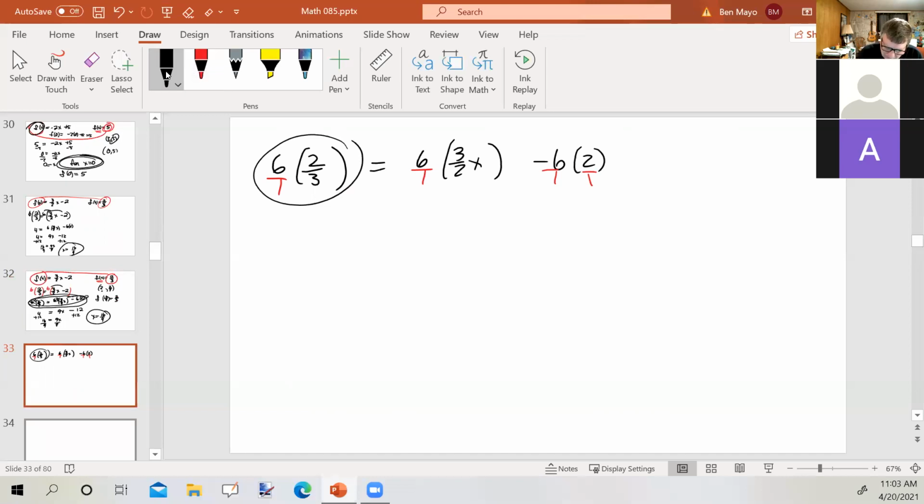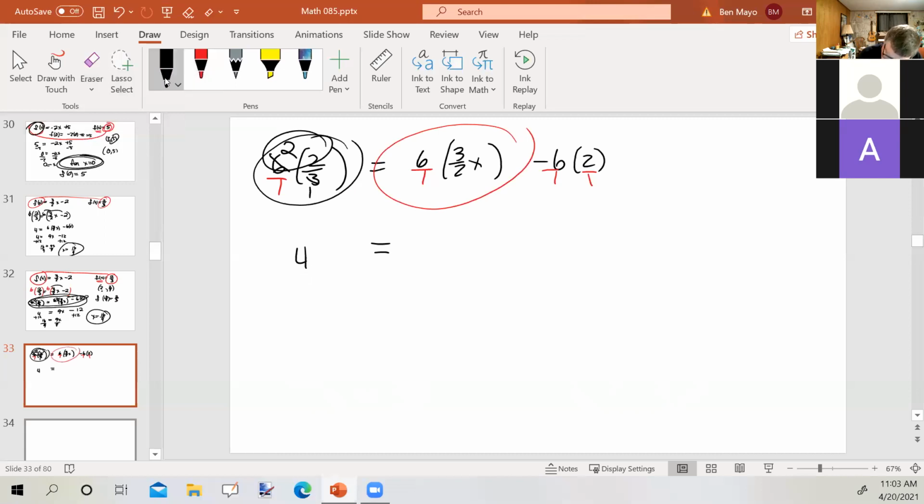All right, so 6 times 2/3. We could write that as 12/3 and reduce it down to 4. And there's nothing wrong with that. But I'm going to pre-reduce it and say 6/3 is 2/1. So now I've got 2 times 2/1, which is 4. Are you okay with what I did there? Yeah. Okay.